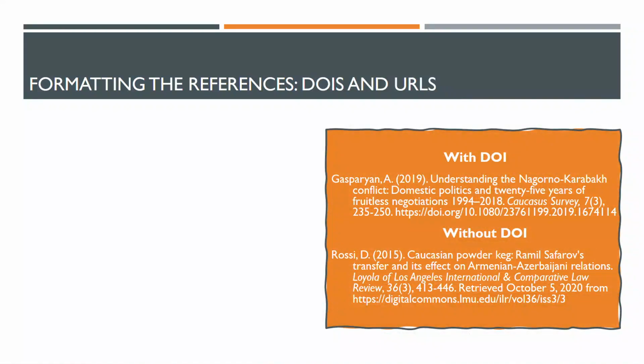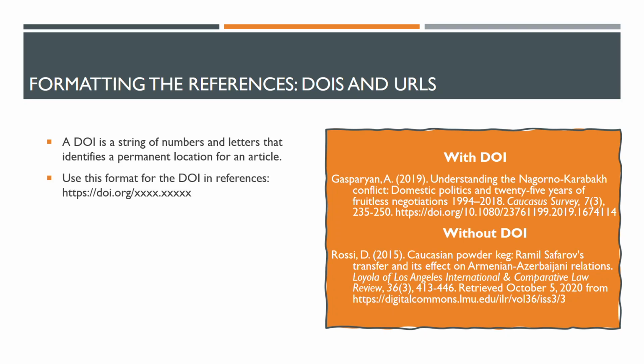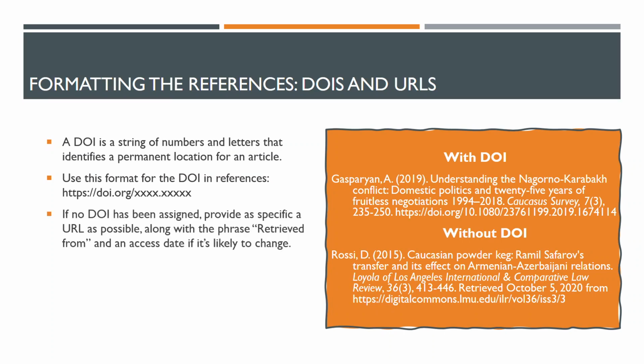Let's also talk a bit about DOIs and URLs. DOIs, or Digital Object Identifiers, are unique strings of numbers and letters that identify a permanent location for a journal article. In APA citations that call for a DOI number, you always list it in URL format as seen here. If your article does not appear to have a DOI number, you should provide the URL where the article appears. Note that you may need to add "retrieved from" before it if it would otherwise be hard to track down or if that might change.